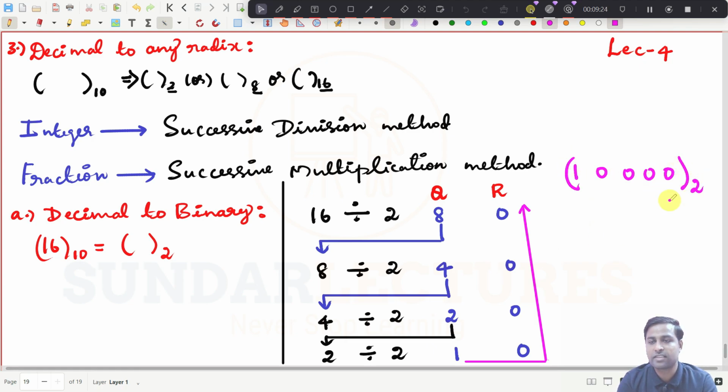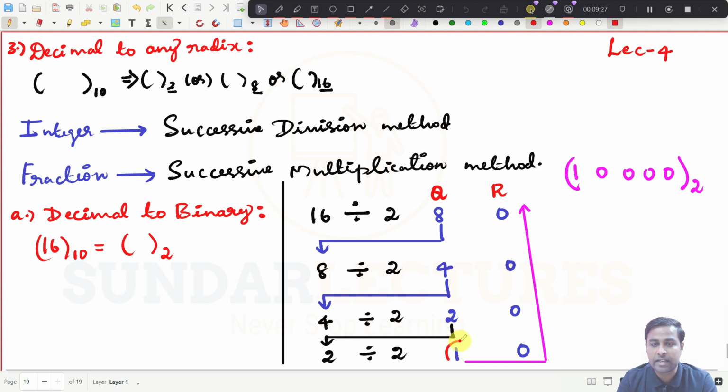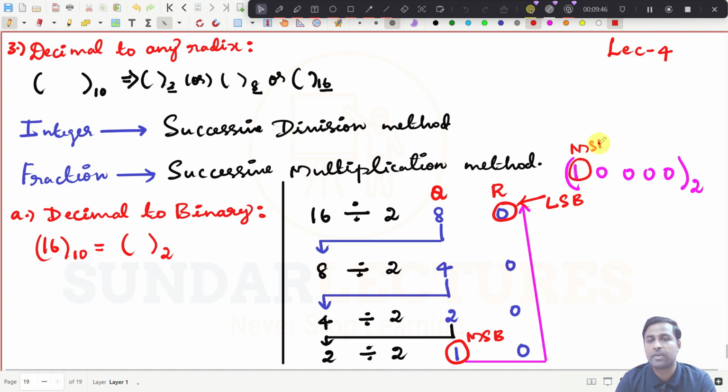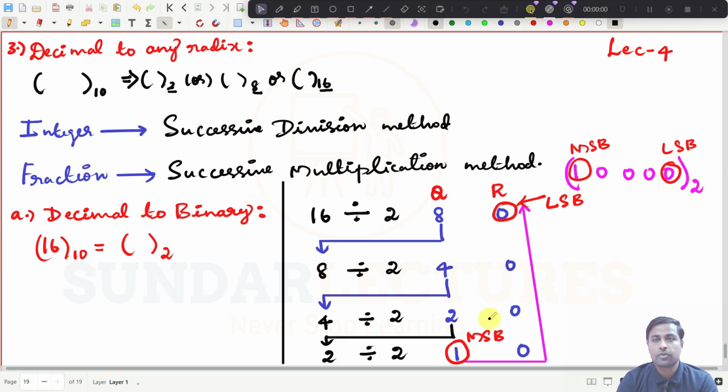See, generally this is the final answer also. So generally what we write, this is MSB and this is LSB: most significant bit, least significant bit. This is the final answer. So always you write from here: this is the most significant bit and this is the least significant. Maybe M is the most significant digit or least significant digit. There are so many notations, but we will generally use MSB, LSB, right?